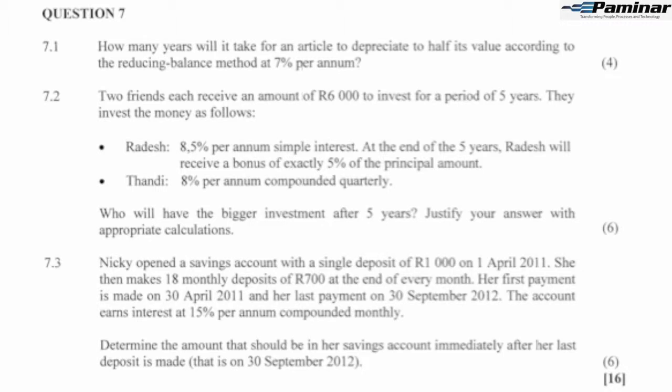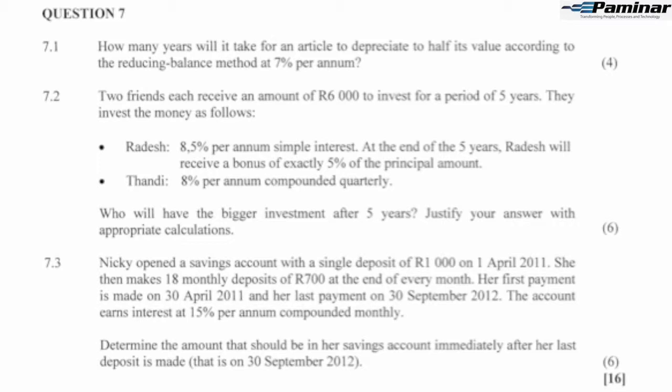7.2. Right. We are told that there were 2 friends. They received an amount of 6,000 to invest for a period of 5 years. So this is the amount of money, 6,000 to invest. So this is sort of a present value. For how long? For 5 years. So N is 5.